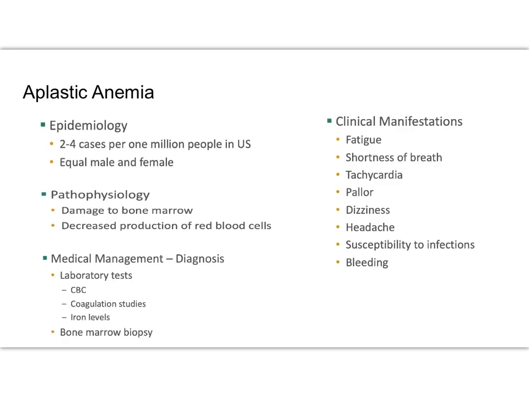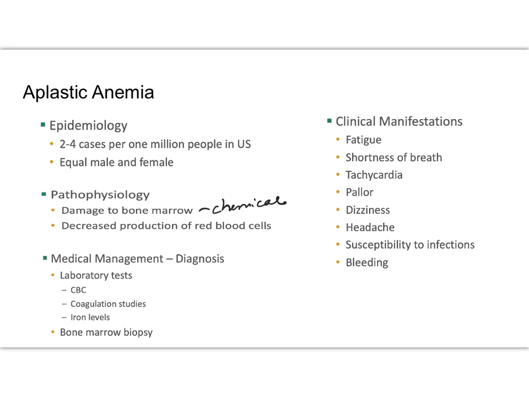Okay, aplastic anemia. We've got a bone marrow issue, right? This is not, I don't have the building blocks. This is, the bone marrow itself is not functioning. Pretty equal across male and female. And typically we're going to see this where there's damage to the bone marrow. A lot of times there's a chemical exposure, whether it's neonatal, in their job or environment, and this causes decreased production of red blood cells.